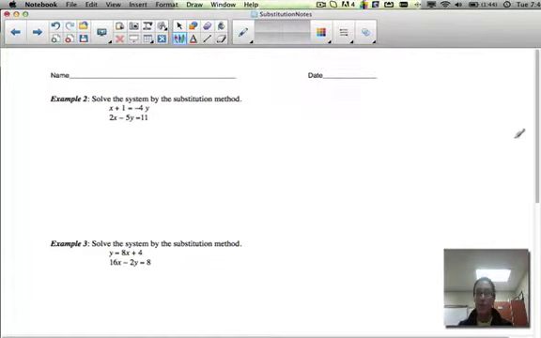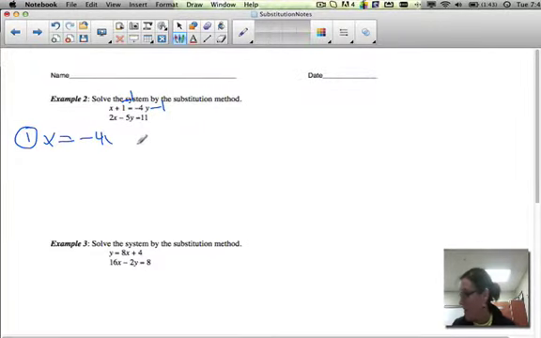Okay, let's try another one. Example 2. Step 1. Again, I want you guys to number your steps. Step 1 says get an equation with a variable by itself. Now I'm looking at both of my equations and the equation that looks the easiest to get a variable by itself is the first one, because I have a single x plus 1. So I'm actually going to get that plus 1 to the other side by subtracting 1. So I have x equals negative 4y minus 1.